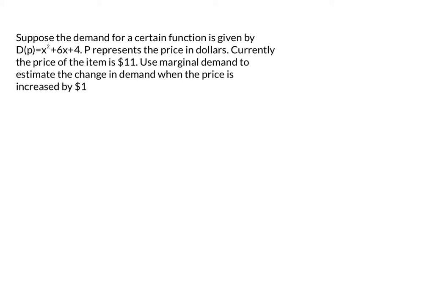Okay, suppose the demand for a certain product is given by this function, D equals p squared plus 6p plus 4, where p represents the price in dollars. Currently the price is $11. So it's wanting us to know what the change in demand will be when we increase the price by $1.